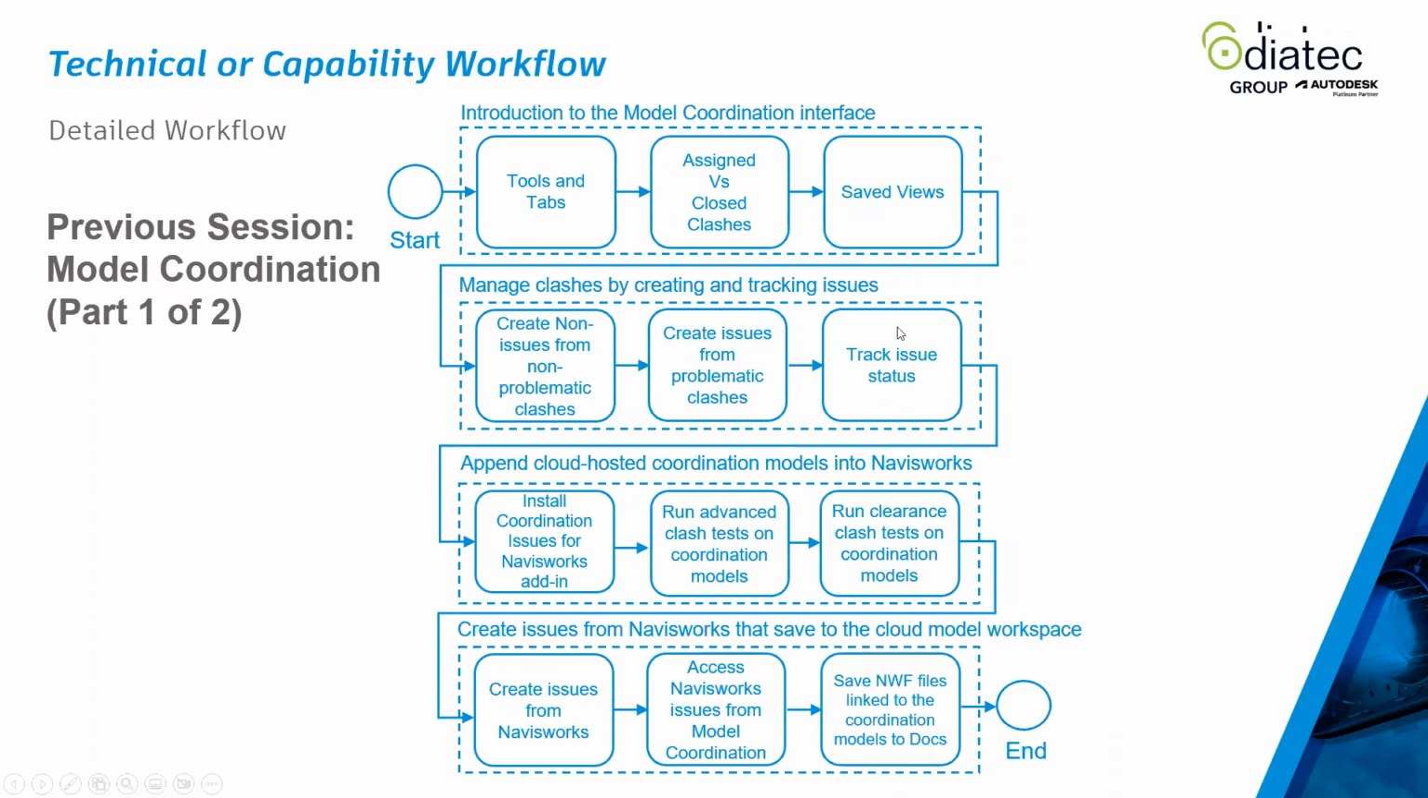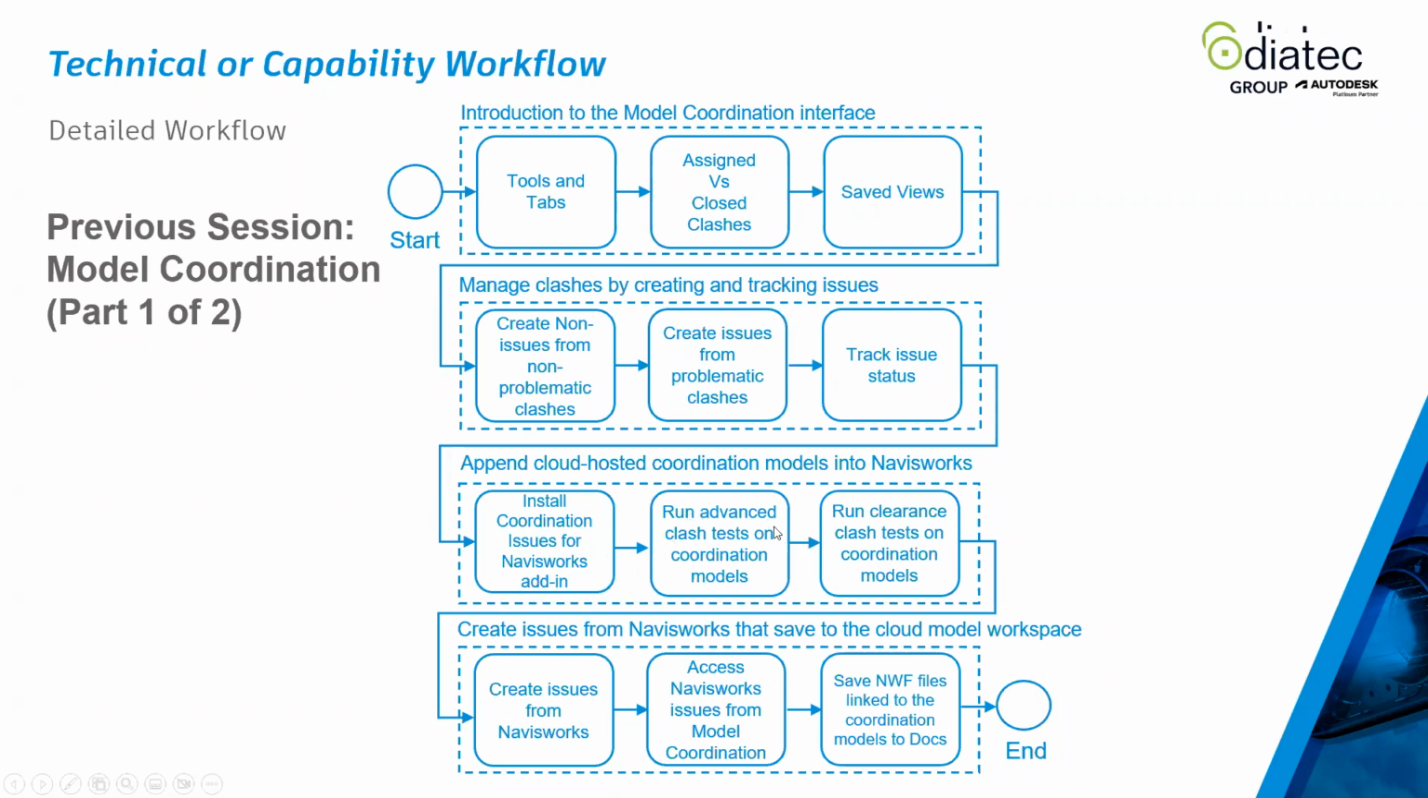And again, we will be repeating some of this today purely because within Revit, for example, you can also perform that type of workflow. Depending on whether you're at the coordination or design stage, you may use the issues in a different piece of software, Revit or Navisworks or in the cloud. And then you append cloud hosted coordination models into Navisworks. Make sure you have the coordination issues plugin installed in Navisworks if you want to use it.